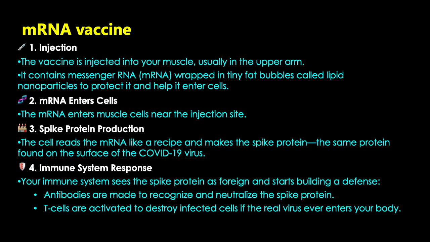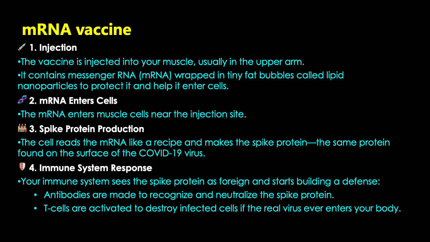Okay. Now let's look at the immune system response. Your immune system sees the spike protein and says, "Hey, this doesn't belong here. Okay, these are foreigners. Okay, or they are intruders." Then it starts building a defense by making antibodies to recognize and block the spike protein. Okay, the immune system starts to recognize and also try to block the spike protein in many ways.